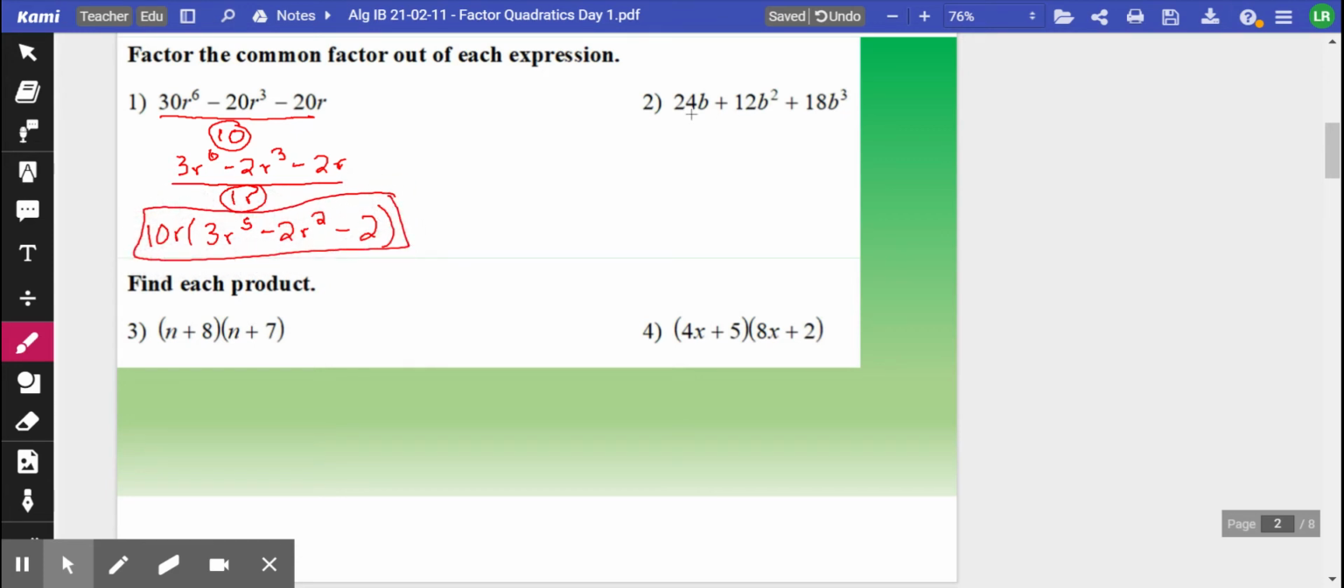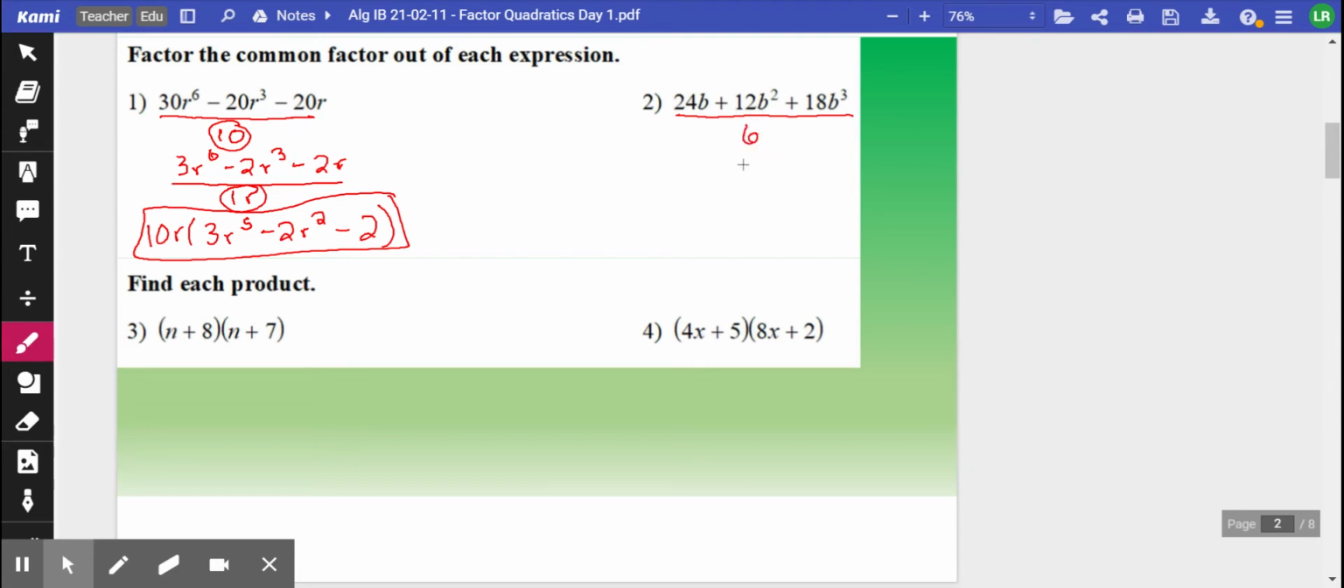Okay, the next one. Look at all of these: 24, 12, 18. The smallest number is our 12. So I'm going to work with the 12, and I can divide 12 by 12, 24 by 12, but not 18. 6. I can divide all three of these by 6.